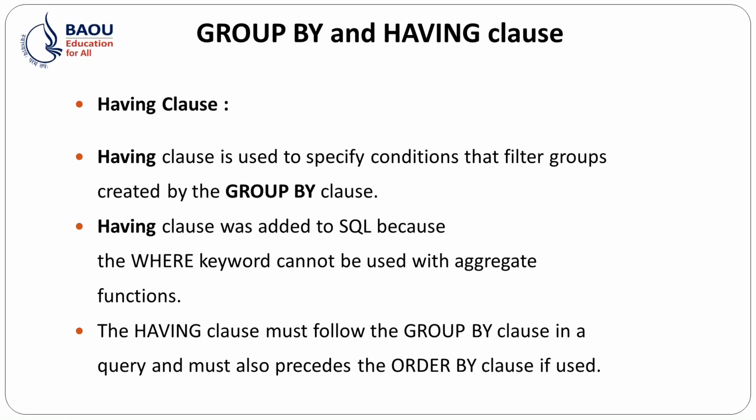The group by groups all of the data, but the having condition filters the output of the group by clause. So the having clause must follow the group by clause in the query and must also precede the order by clause, if we use it.